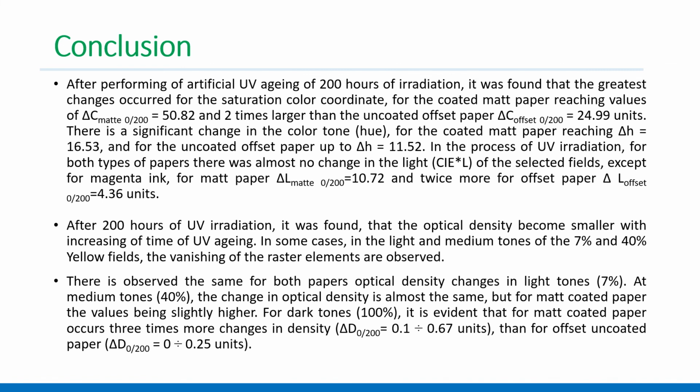And the third conclusion is that it is observed the same for both papers: optical density changes in white tones and medium tones are almost the same, but for matte coated paper the values are slightly higher. For dark tones it is evident that for the matte coated paper there occur 3 times more changes in density than for offset uncoated paper.